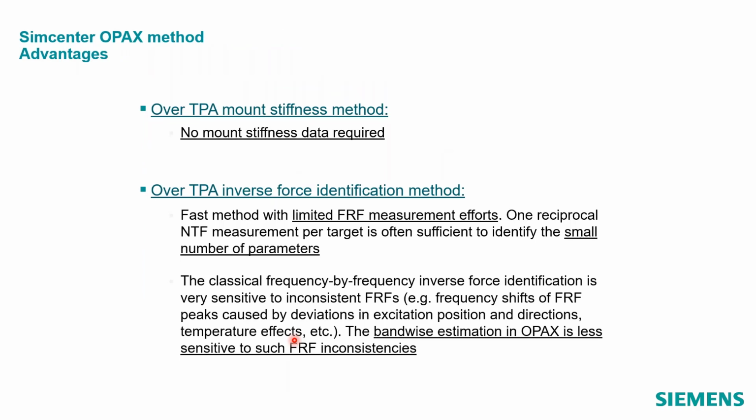Some advantages for OPACS over TPA mount stiffness. We don't need the mount data. So one of the problems with soft mounts in the traditional TPA method is you have to give us a stiffness curve. And it has to be a dynamic stiffness curve, which is an FRF of force over displacement units. So you have to get that curve somehow. If that's an issue, we could use OPACS to get those mount curves. Then either use that in CAE or use that in a mount stiffness method TPA.